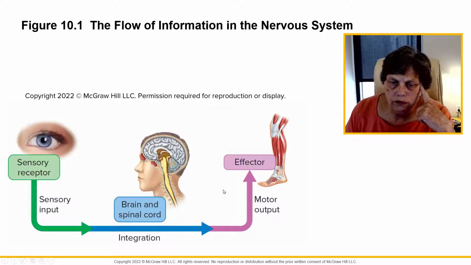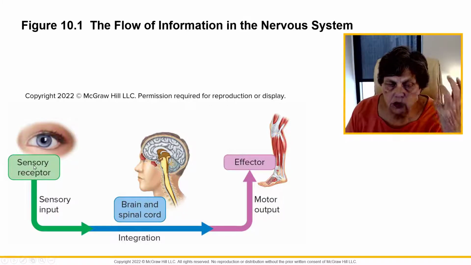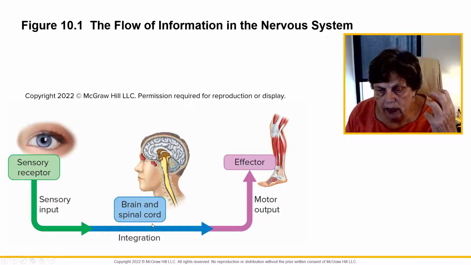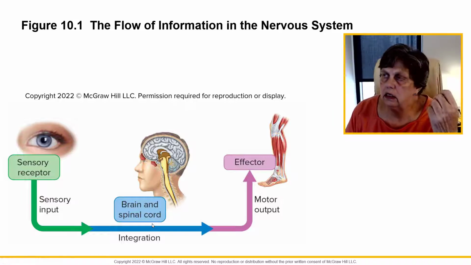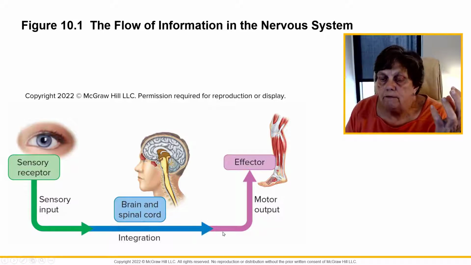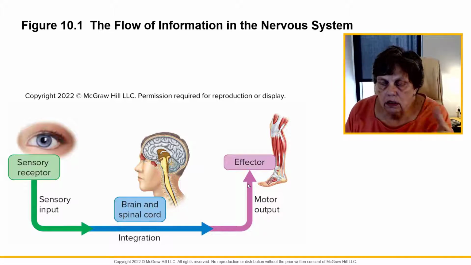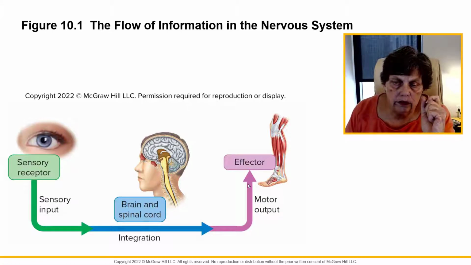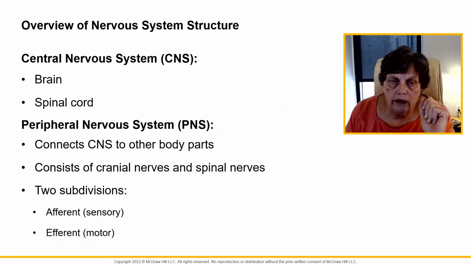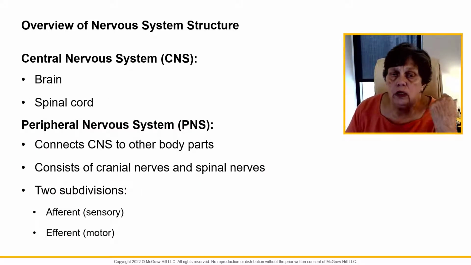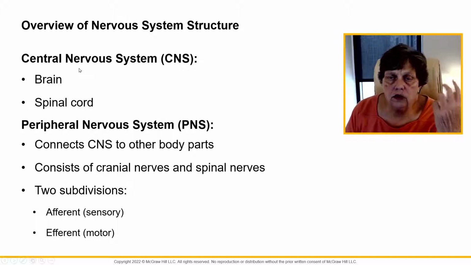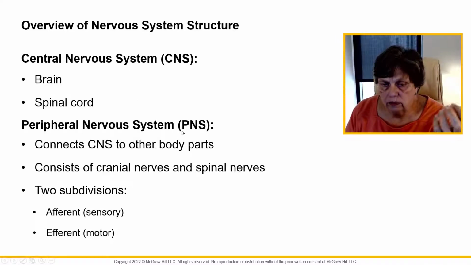So the general flow of information is you have a sensory receptor giving you information. There's sensory input. It goes to the brain and the spinal cord, where it is looked at and decisions are made as to, do we need to react to it, do we not react to it, and if we have to react to it, then that information is sent out to the skeletal system or whatever it may be to have an action. So when we look at this, we have a central nervous system and a peripheral nervous system.